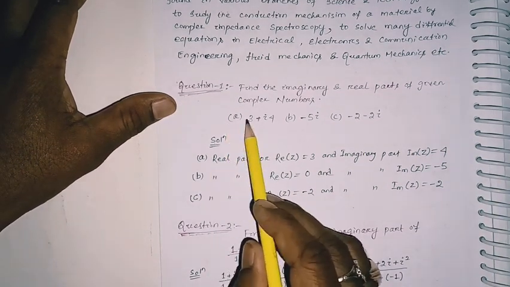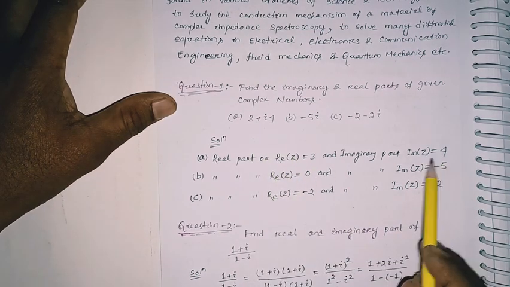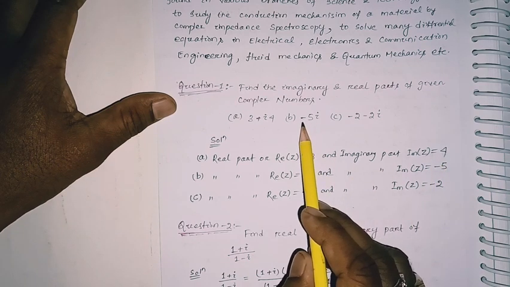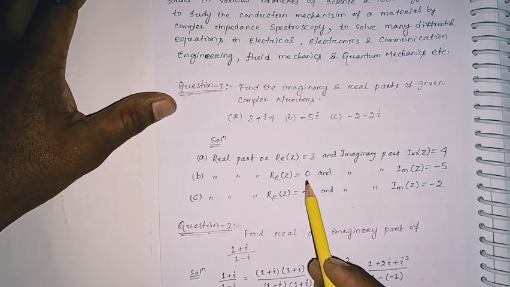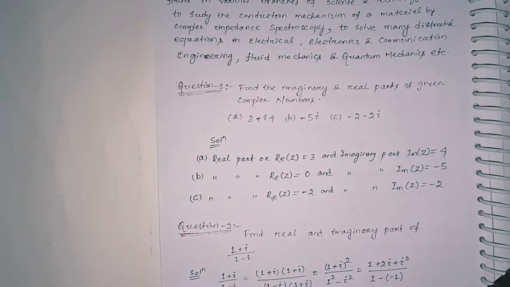For the first one, the real part will be 3 and the imaginary part will be 4. For this question, minus 5i, the real part will be 0 and the imaginary part will be 5. How is it? Minus 5i, there is no real part.